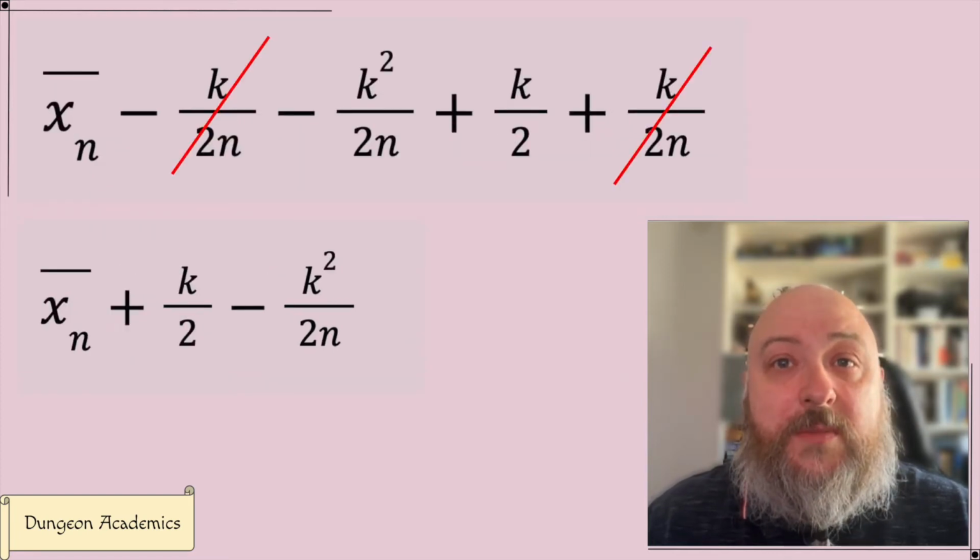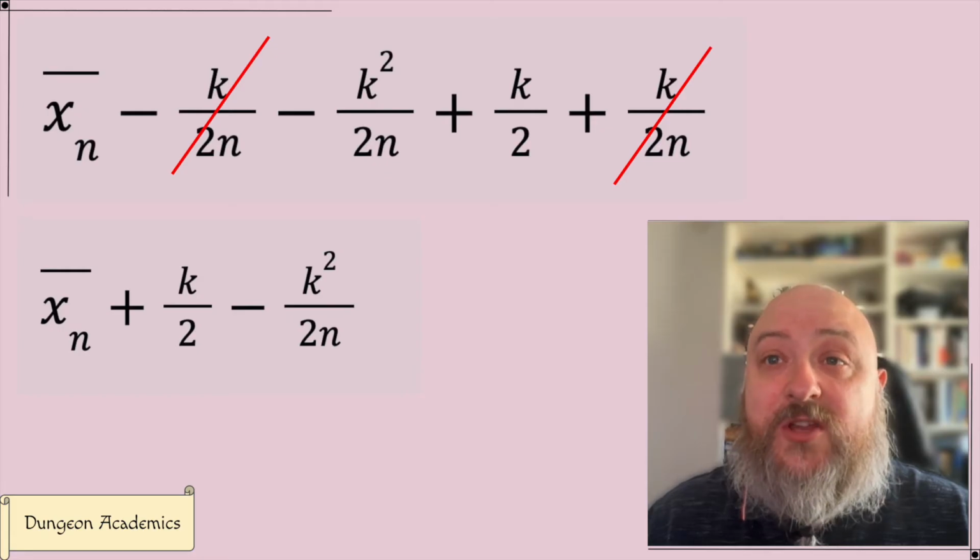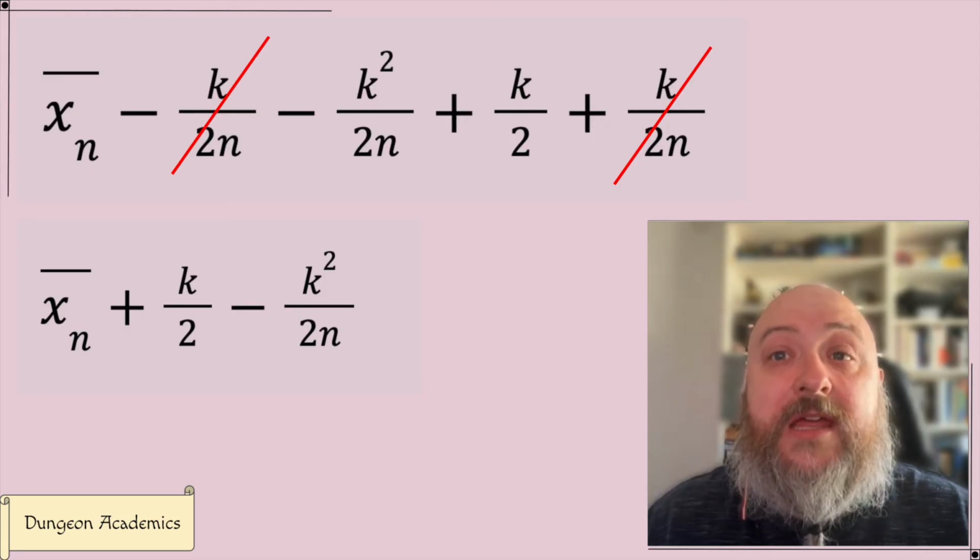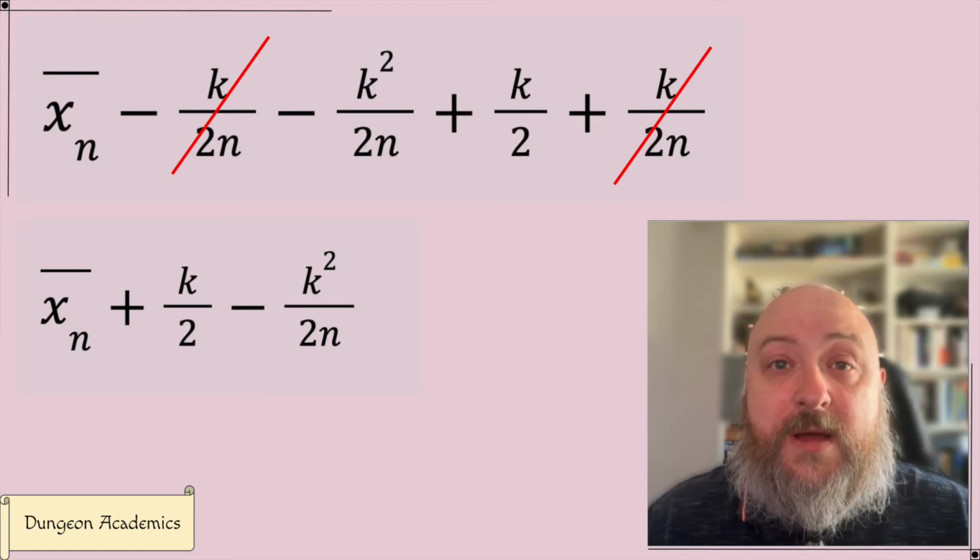Notice that the term k over 2n has the same denominator as our middle terms, which were minus k squared over 2n and minus k over 2n. The two terms with k in the numerator have opposite signs and thus cancel out. This leaves three components, x bar plus k over 2 minus k squared over 2n.